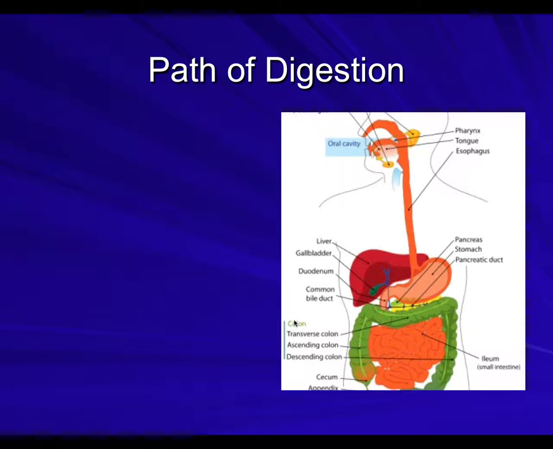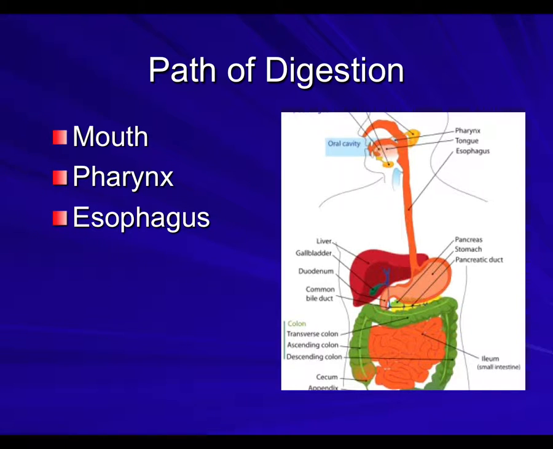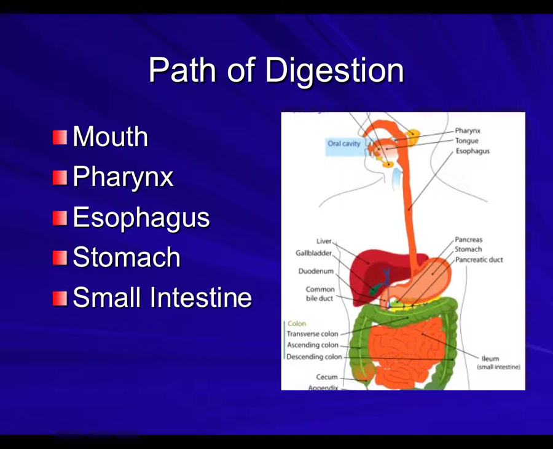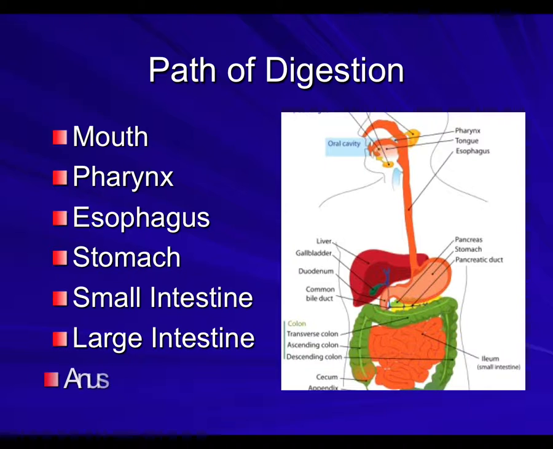And then again, we'll look at that path of digestion, starting from the mouth, going to the pharynx, from the pharynx to the esophagus, to the stomach. Then from the stomach, it goes to the small intestine. Then from there, to the large intestine. And then, of course, it is excreted through the anus.